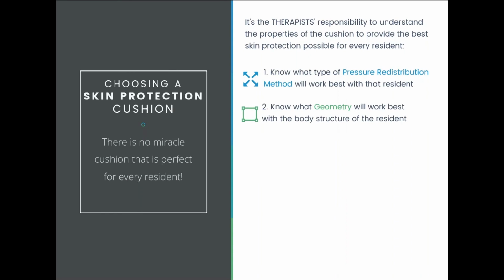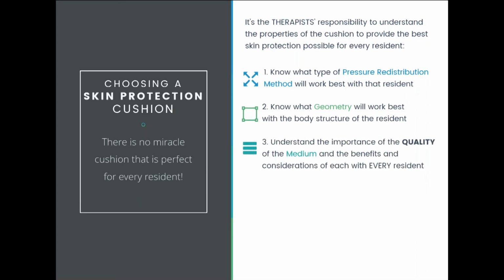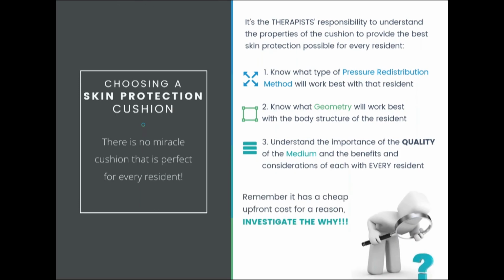If it's someone with more of an independent ADL, then you need to look maybe for a more linear cushion. So again, you need to understand what the geometry does and how that's going to affect their ADL function. And definitely you need to know the medium and what the quality of that medium is, because there are benefits and considerations with each one, and every resident cannot use the same exact medium. What might work for one will not work for the other. And it is our job to do the investigation of why. If you see a cushion and it has this great cheap upfront cost, make sure you're investigating the why, because I can guarantee you that most likely the quality is what has been sacrificed.